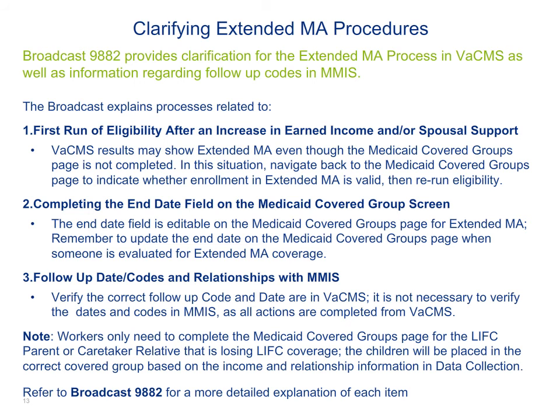If this result does show, the worker will still need to go back to the Medicaid coverage group page to indicate whether enrollment in extended MA is valid and then rerun eligibility. So regardless of the result in extended eligibility summary, the worker will need to complete the Medicaid coverage group screening, whether or not the customer is eligible for extended. That is the only way that you will get the correct result if it is eligible or ineligible.